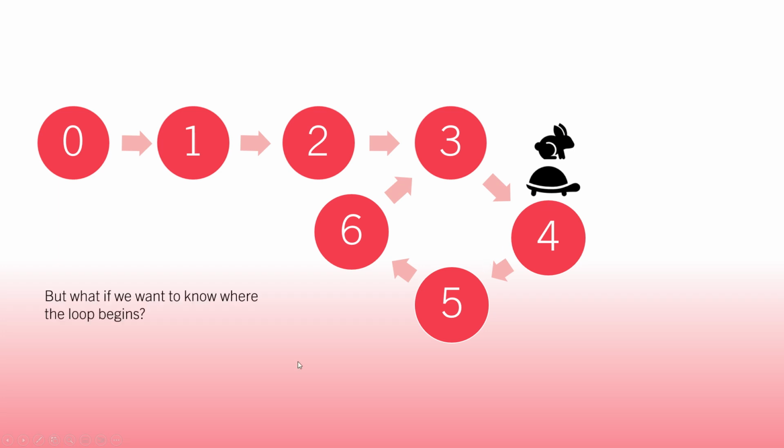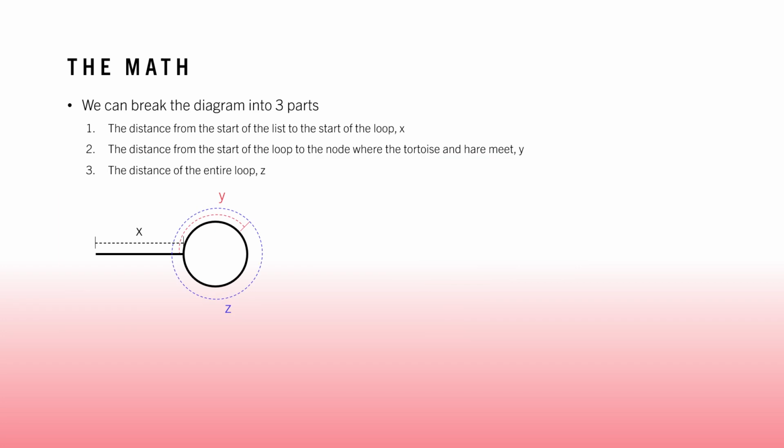But what if we want to know where the loop begins? How do we do that? Well, here's the math. We can break the diagram into 3 parts. As you can see, we have a line here that is the list leading up to the loop. Then we have a circle here, and that is the loop itself. There are 3 parts to that. One is the distance from the start of the list to the start of the loop, x. The second is the distance from the start of the loop to where the tortoise and hare meet, y. And 3, the distance of the entire loop, z.